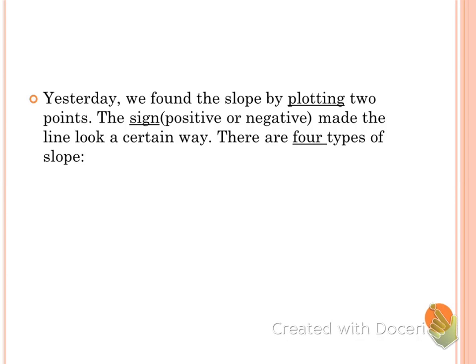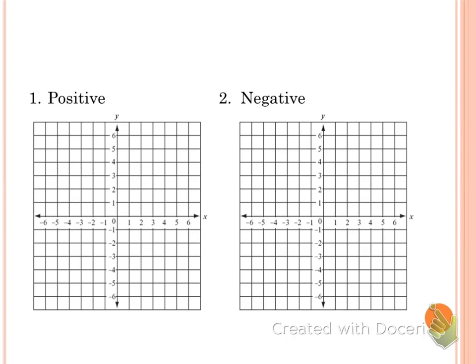Yesterday, we found the slope by plotting 2 points. The sign, positive or negative, made the line look a certain way. There are 4 types of slope that we will go over in just a moment. Alright, 2 of our 4 types of slope are positive and negative. We could draw an infinite amount of examples, but I will just draw one example of each.